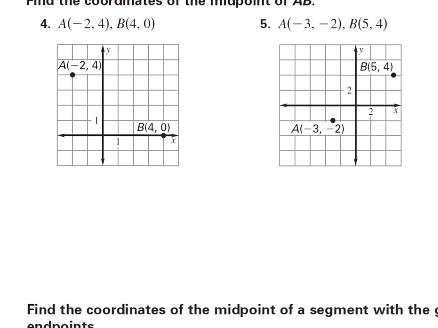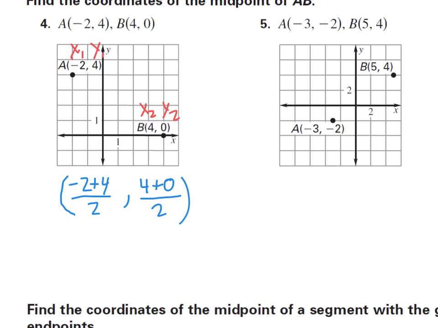We'll say that A is point 1, so A has the coordinates x1, y1, and we'll say that B is point 2, so B has the coordinates x2, y2. Now, using the formula, we have x1 plus x2, that's negative 2 plus 4, then divided by 2. That's for our x value of our midpoint. For our y value of our midpoint, it's y1 plus y2, which is 4 plus 0, divided by 2.